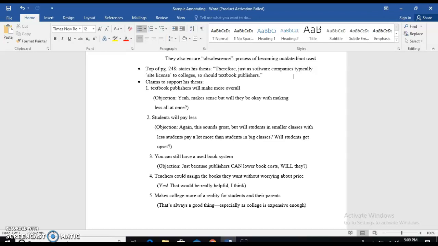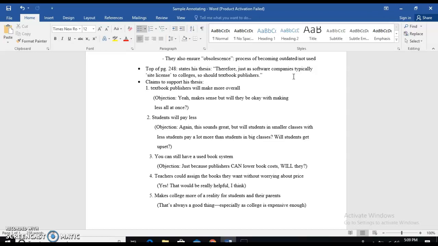So one of them is that he says that this is good because textbook publishers will end up making more money in the long run if they can keep licensing these same books year after year rather than only making a lot of money one time, right? So a potential objection that I can see with that is, yeah, that makes sense, but will these publishers be okay with making significantly less all at once than they typically do, right?